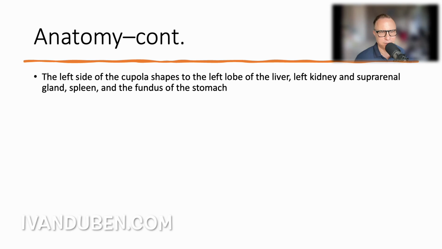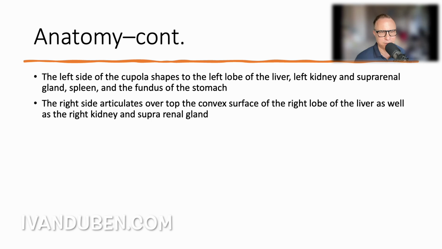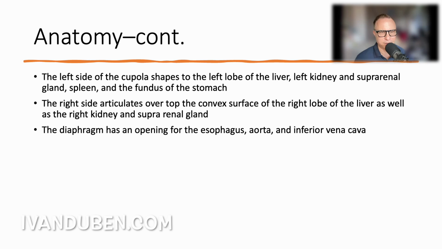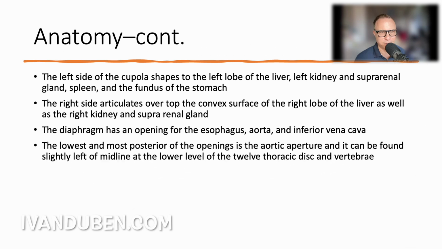The left side of the cupula shapes to the left lobe of the liver, the left kidney and suprarenal gland, spleen, and the fundus of the stomach. The right side articulates over top the convex surface of the right lobe of the liver, as well as the right kidney and suprarenal gland. The diaphragm has an opening for the esophagus, aorta, and inferior vena cava.